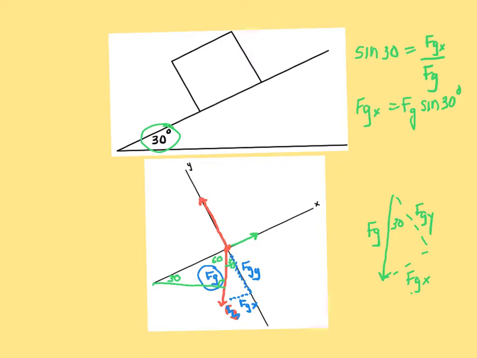Similarly, cosine of 30, that's going to be your adjacent over your hypotenuse. So that's going to be the force of gravity y component over the force of gravity. So if you rewrite that, FGY is just FG times the cosine of 30.